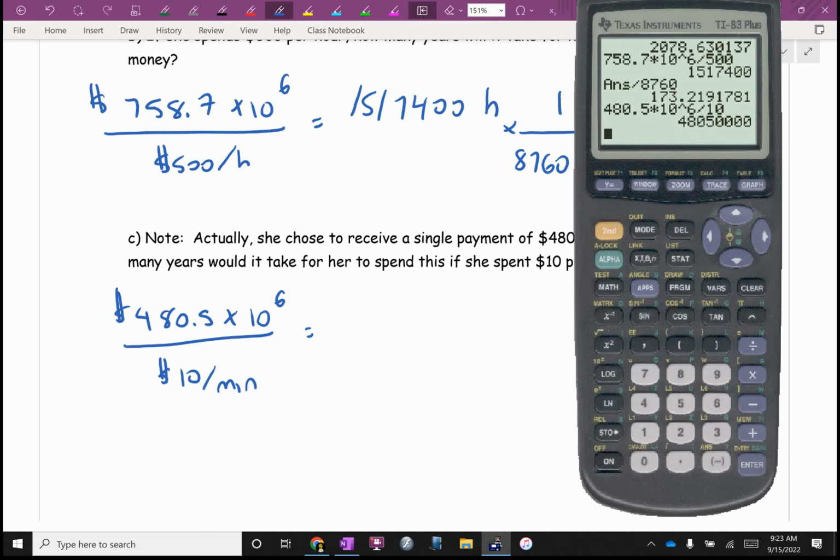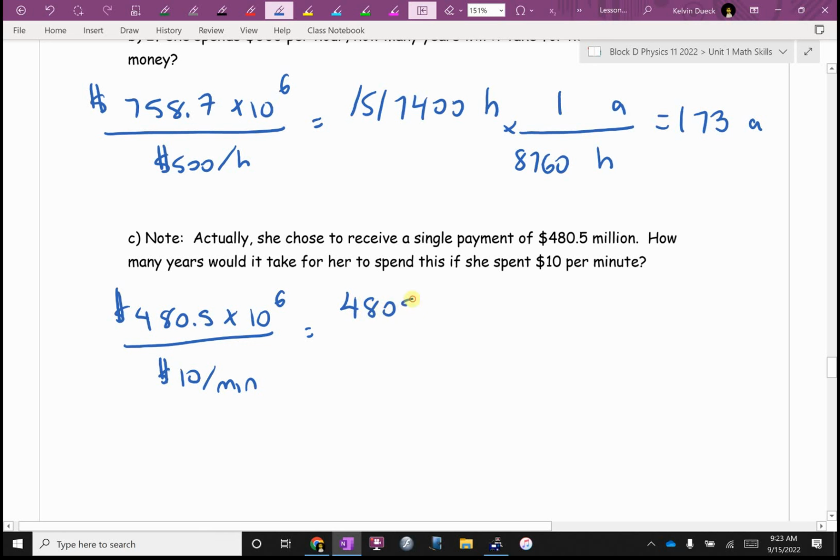And I get 4805 and 4 zeros. Four zeros. That's minutes. How can I change minutes to years? Well, I can't. But I can change minutes to what? And I can change hours to years. I know where I'm going.